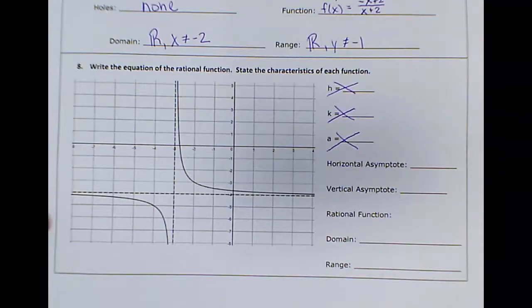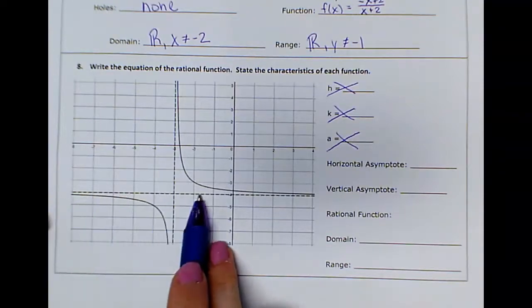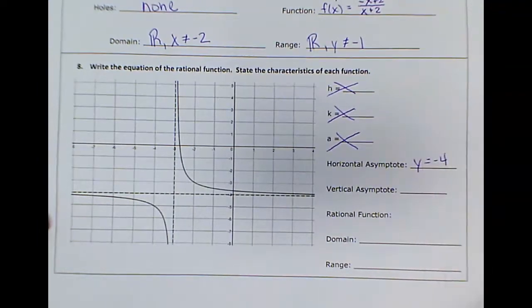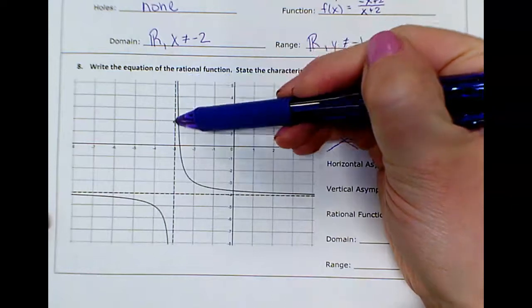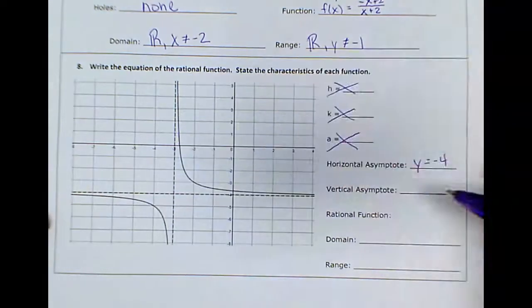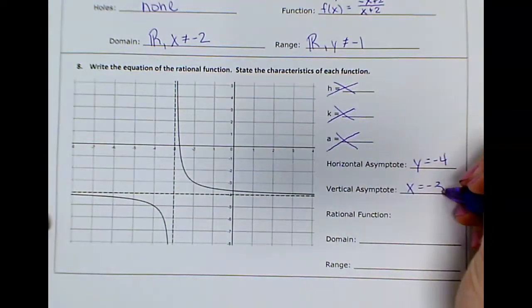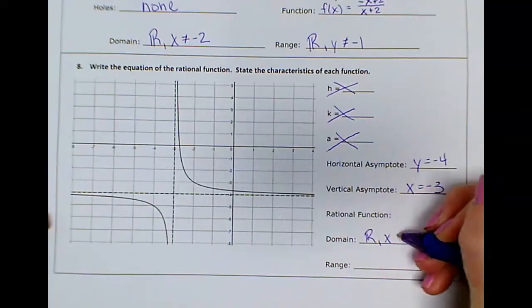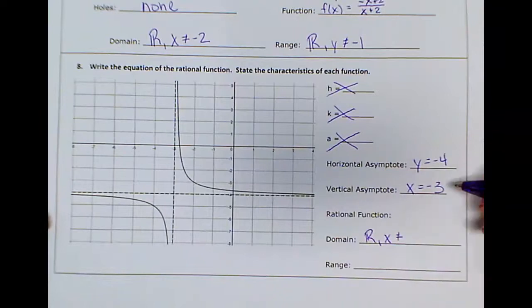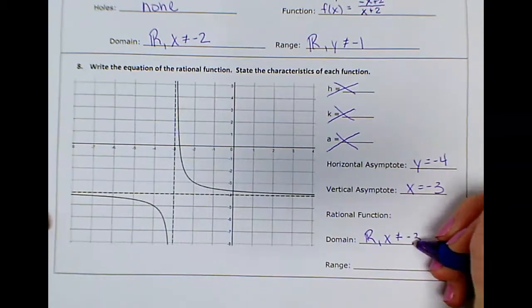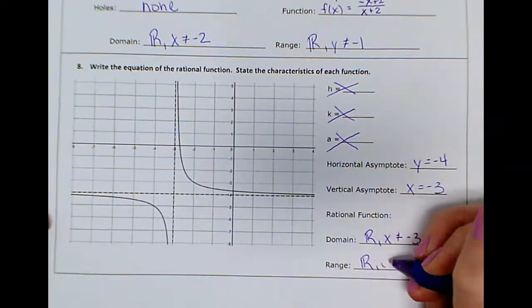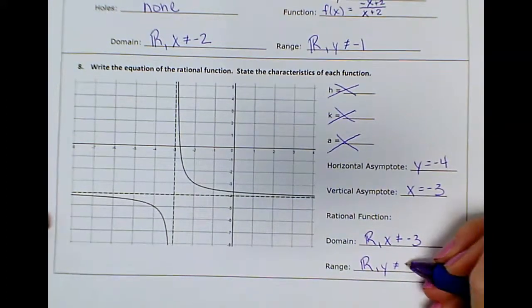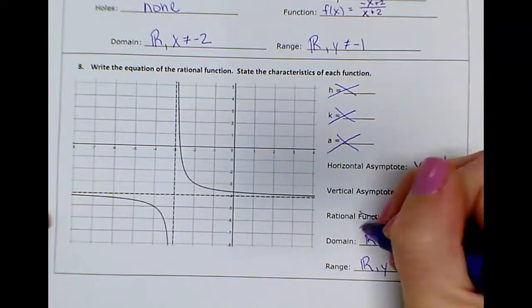So the horizontal asymptote is right here. It's going through a y value of -4. The vertical asymptote is right here. It's going through an x value of -3. The domain is all real numbers, except x can't be equal to -3, because there's an asymptote there. The range is all real numbers, except y can't be equal to the horizontal asymptote, which is -4. And we're going to skip the rational function part as well.